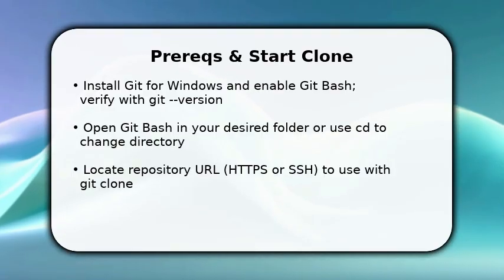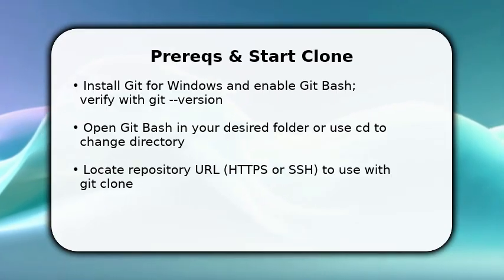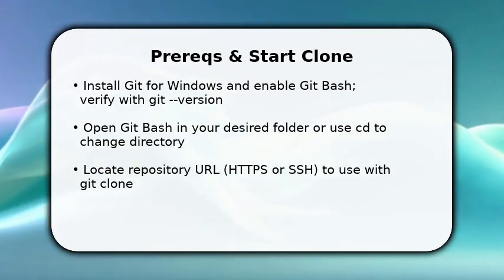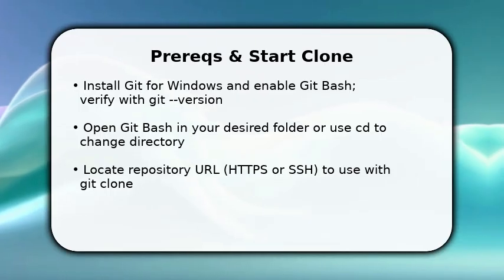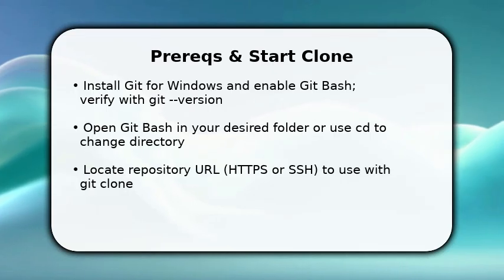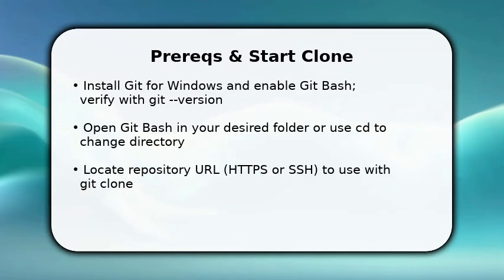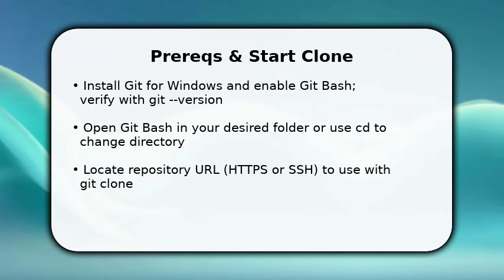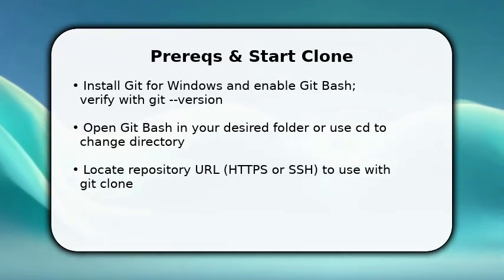You begin by confirming prerequisites, Git for Windows installed and Git Bash available. Once done, open Git Bash in the folder where you want the project. Make sure you understand whether you'll use HTTPS or SSH for the repo URL. Type git version to verify. Then copy the repository URL from the host. Now you're ready to run the first command.